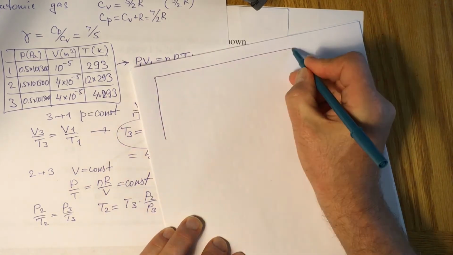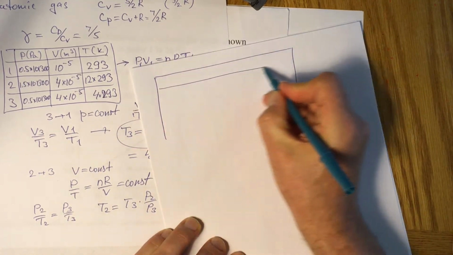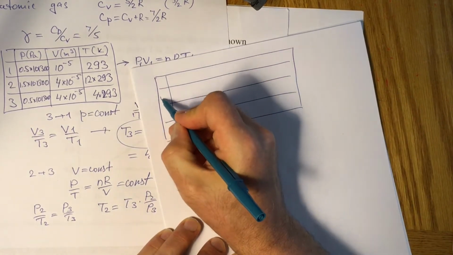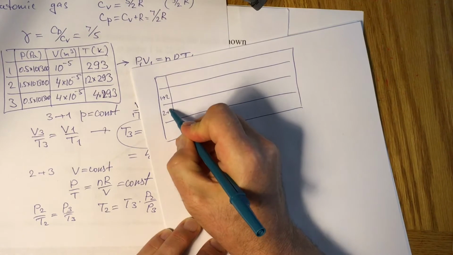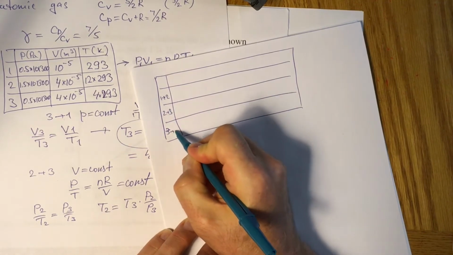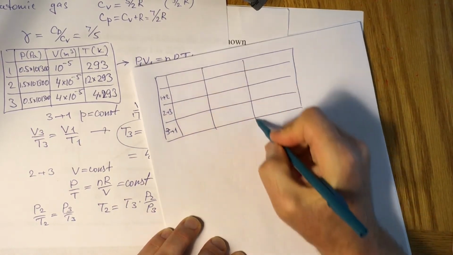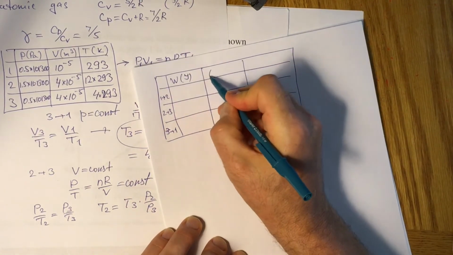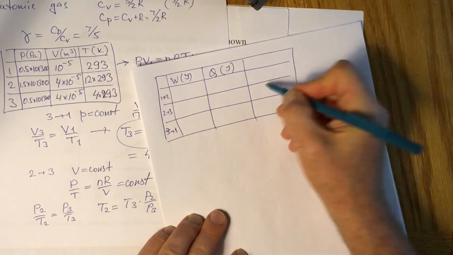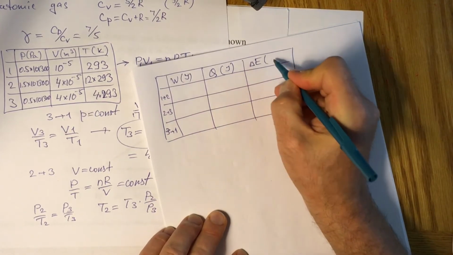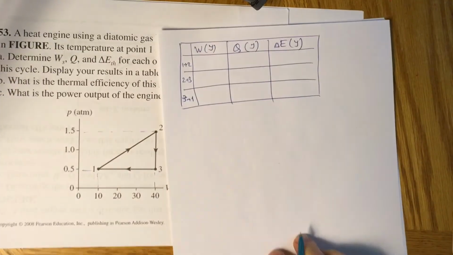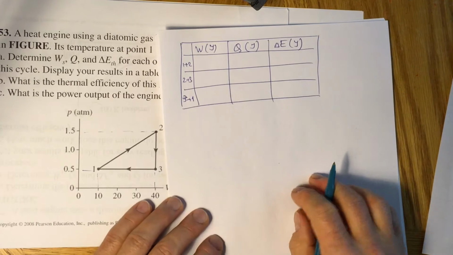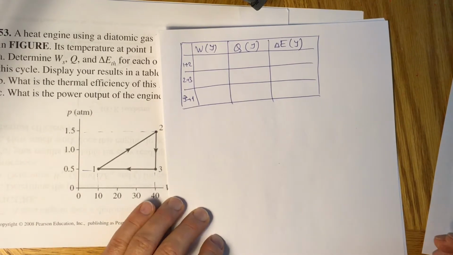So everything I will represent in a big table, in which I will have 3 rows. Each row corresponds to one of the processes. So we have 1 to 2, 2 to 3, and 3 to 1. Then I will have 3 columns. First column I will use for the work in joules, second heat in joules, and last one delta E in joules. Before you start to do something, it's very beneficial to look one more time at the problem and find whatever is zero among these quantities.